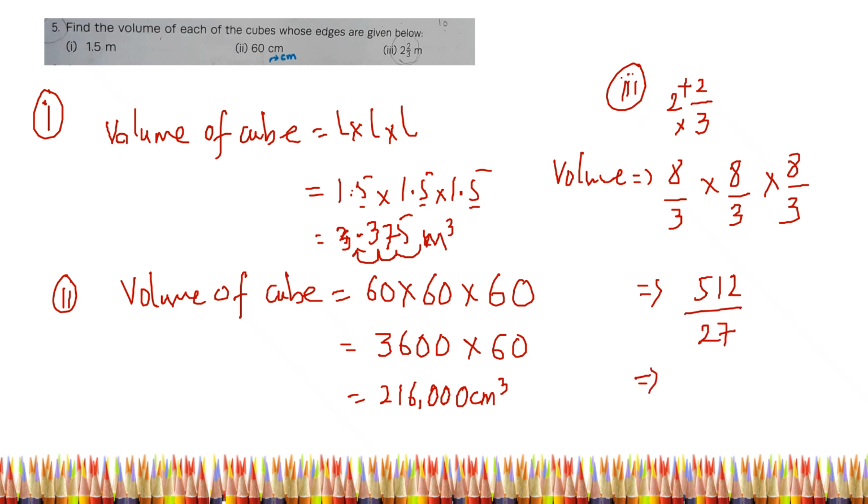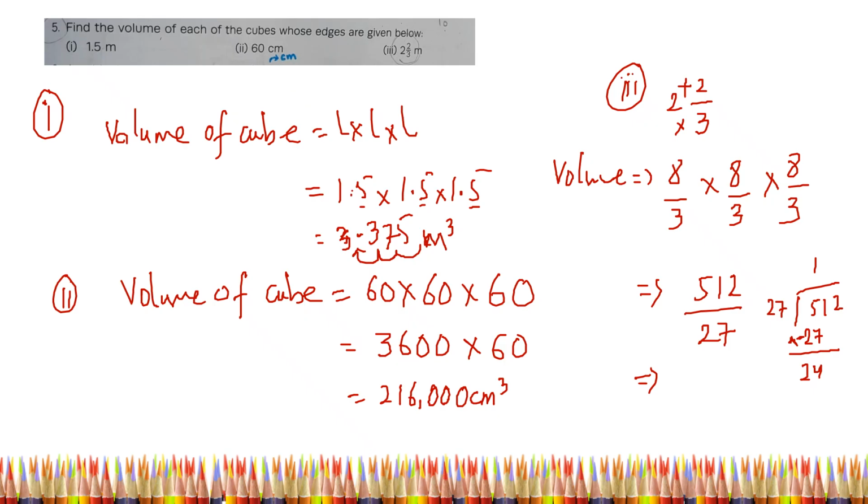And when you divide it, let's see what you get, but you have to write it in mixed fraction, so let's do it. You have 27 and you have 512. 27 multiplied by 1 is 27, because 27 multiplied by 2 will give you a bigger number. Then you have to subtract these. 51 minus 27 will give you 24, right?